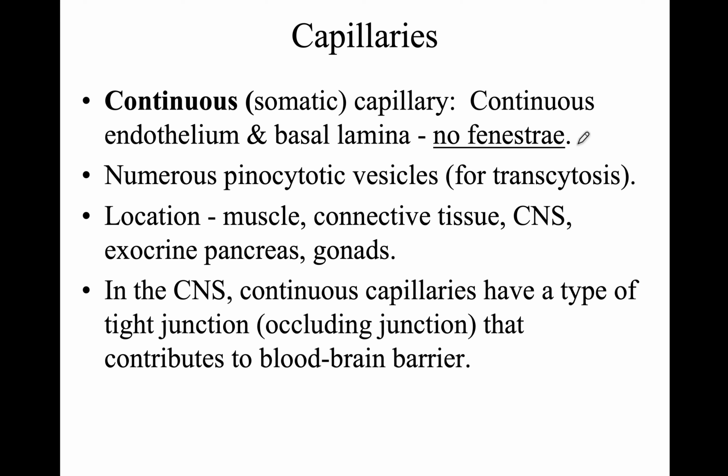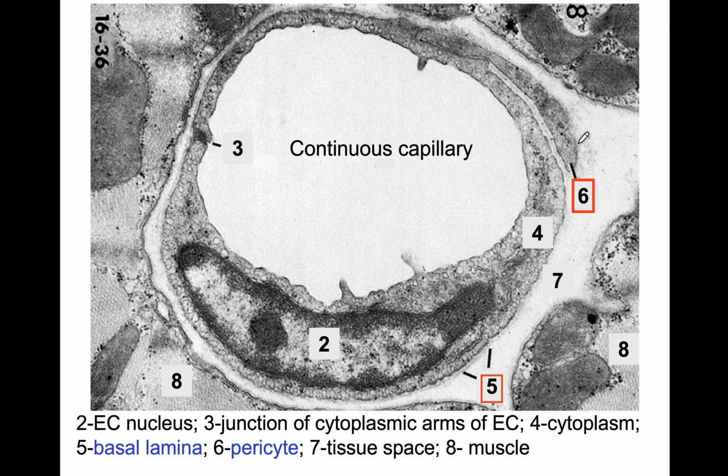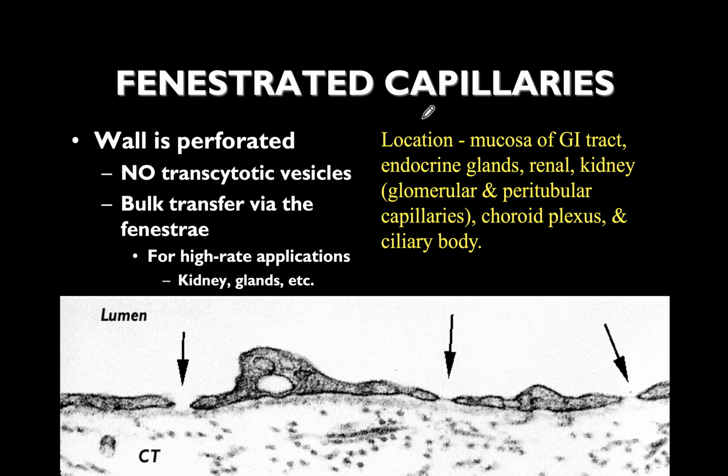As I said, continuous, there is no fenestration. It is found in muscle, connective tissue, central nervous system, exocrine glands, and gonads. And as I said, this is the area where we have the adhesion between the cytoplasmic processes for the formation of the capillary lumen. The second type we have is the fenestrated.